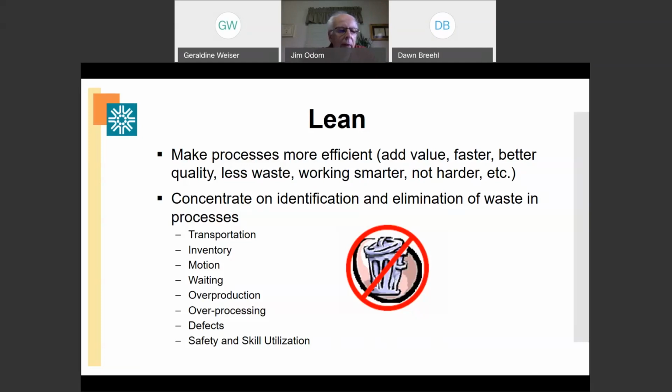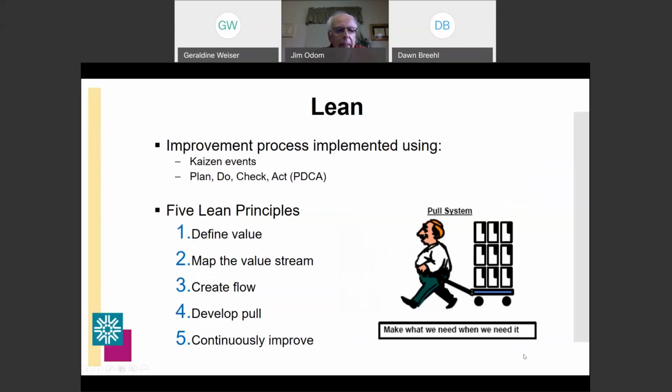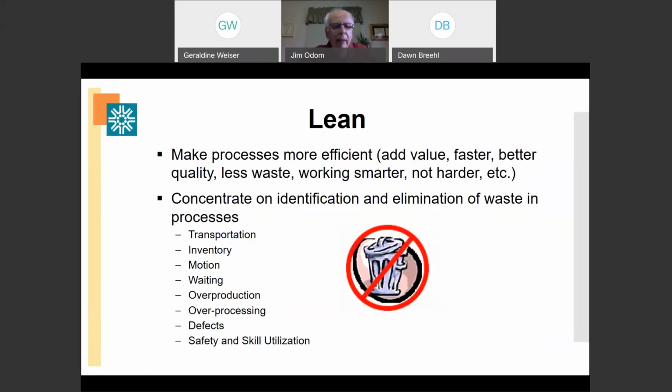Defects, these are the different mistakes, errors, scrap that we produce in making our products or services. It's the things, it's the rework that you have to do, and that's a waste also. If you back up there, Jerry, I got one more, and then that's the safety and skill utilization.